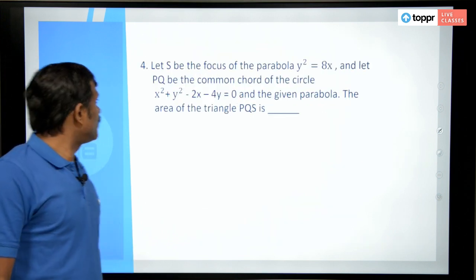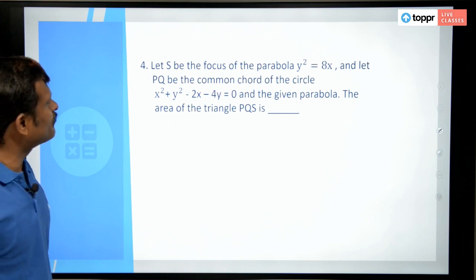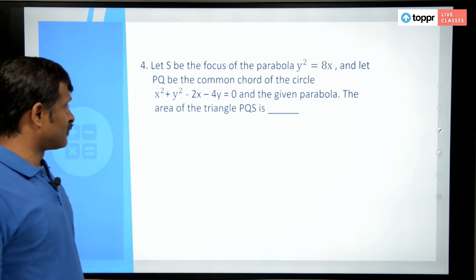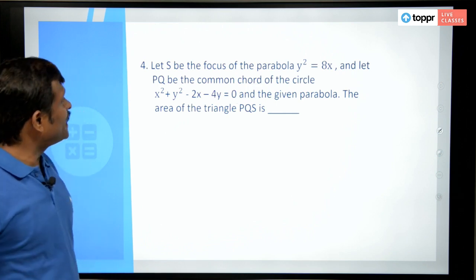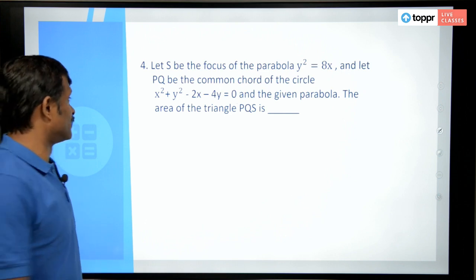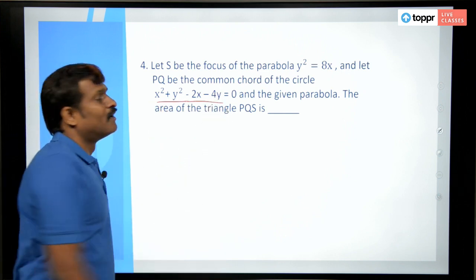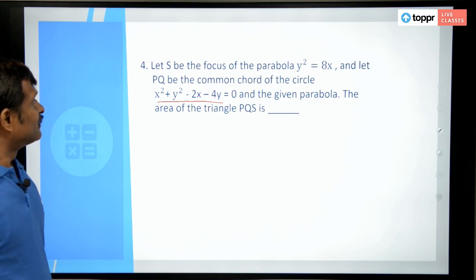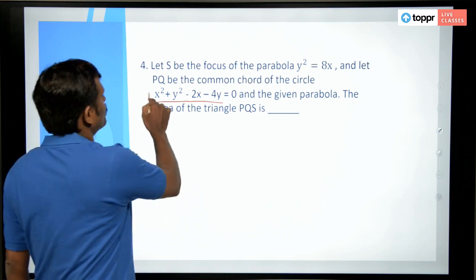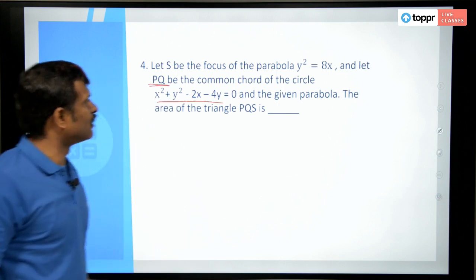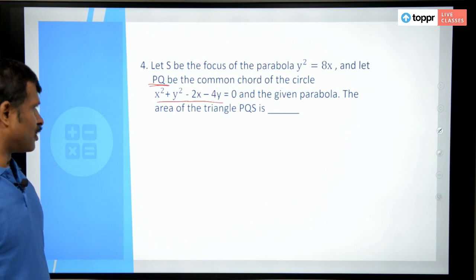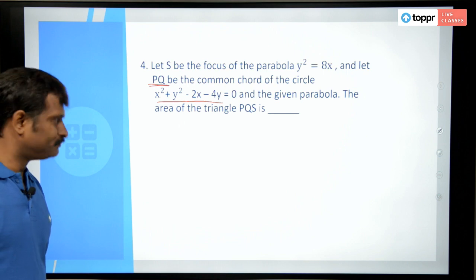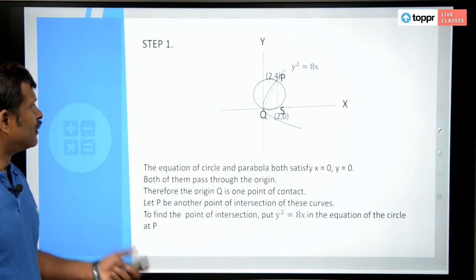The fourth question says: let S be the focus of the parabola y square is equal to 8x, and let PQ be the common chord of the circle x square plus y square minus 2x minus 4y is equal to 0 and the given parabola. So this PQ is a common chord to both the circle and the parabola, and he is asking us to find the area of the triangle PQS. Let us get into it.